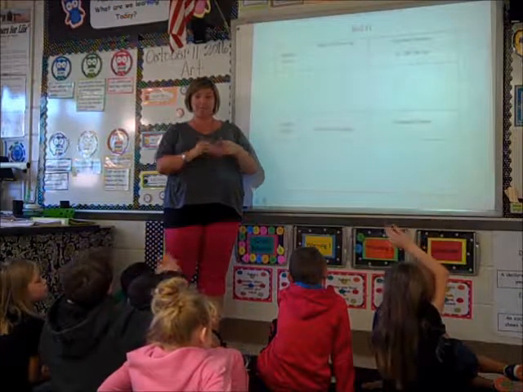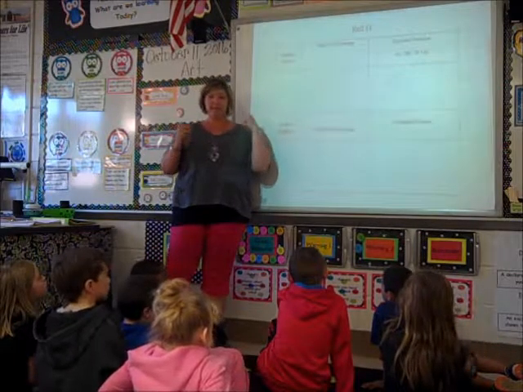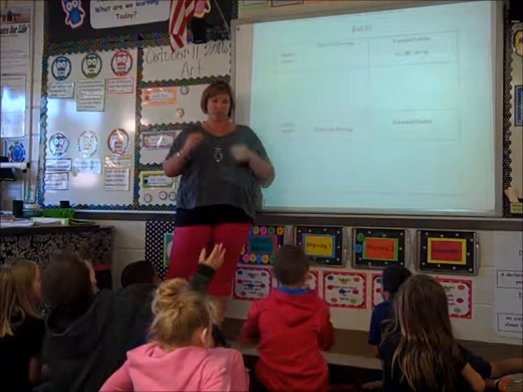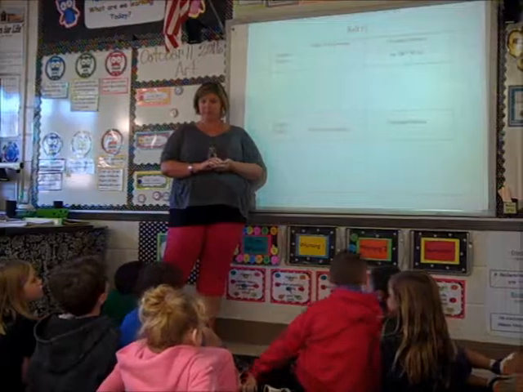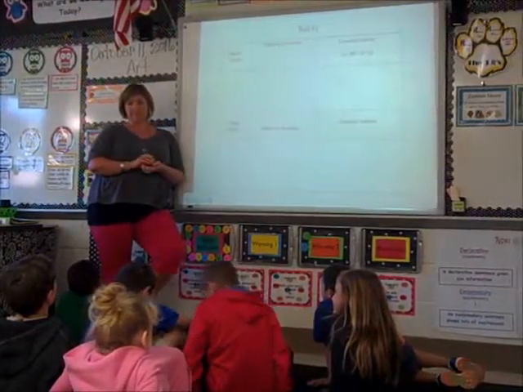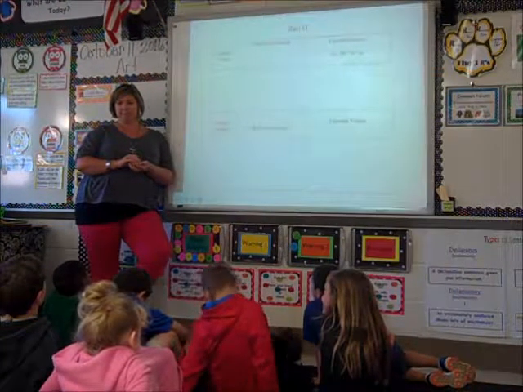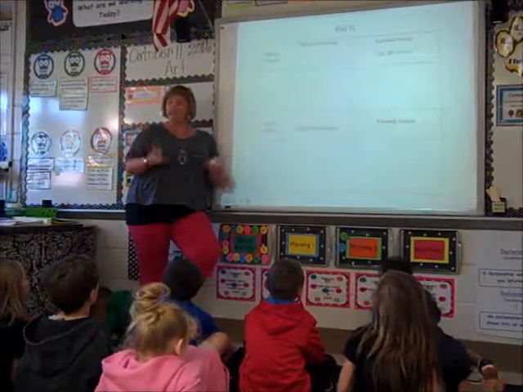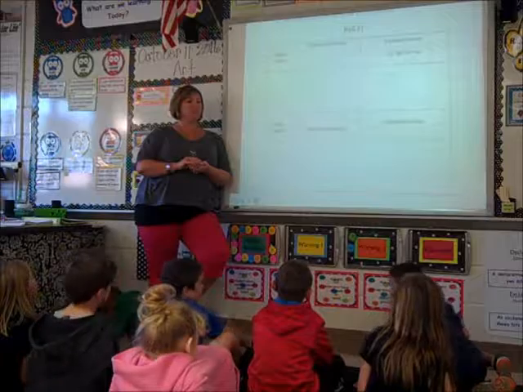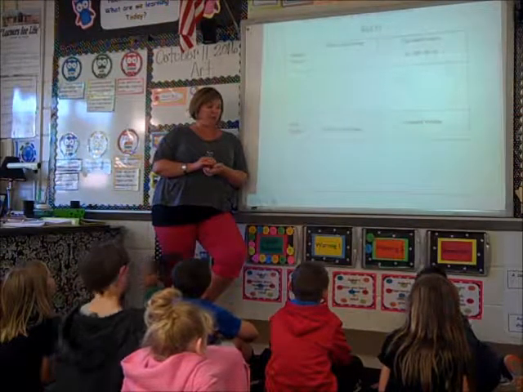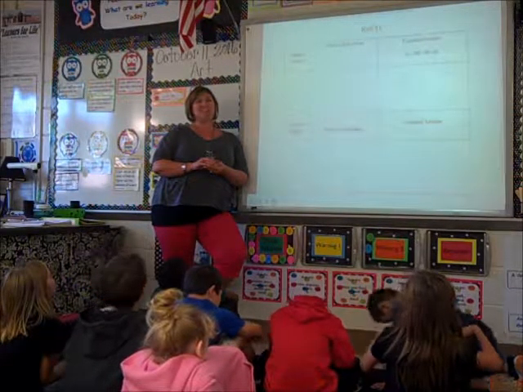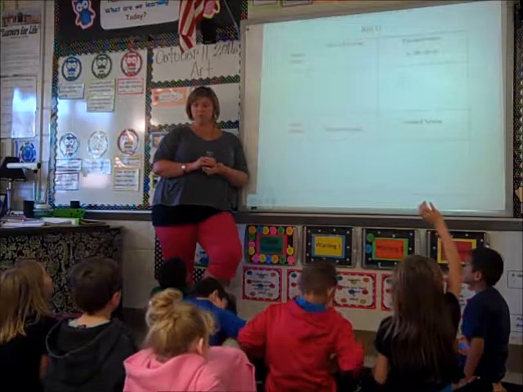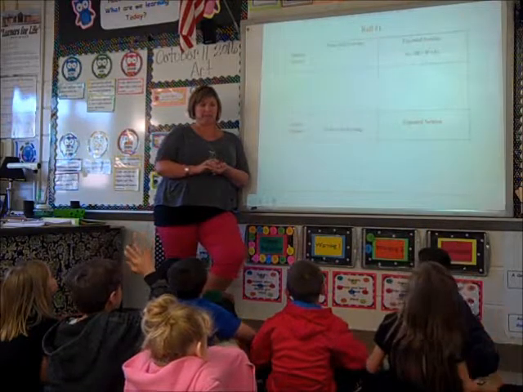Who remembers what is value? Think about it in terms of money too. How much something is worth. There we go. How much something is worth is value. What about the word standard form? What does standard form mean?